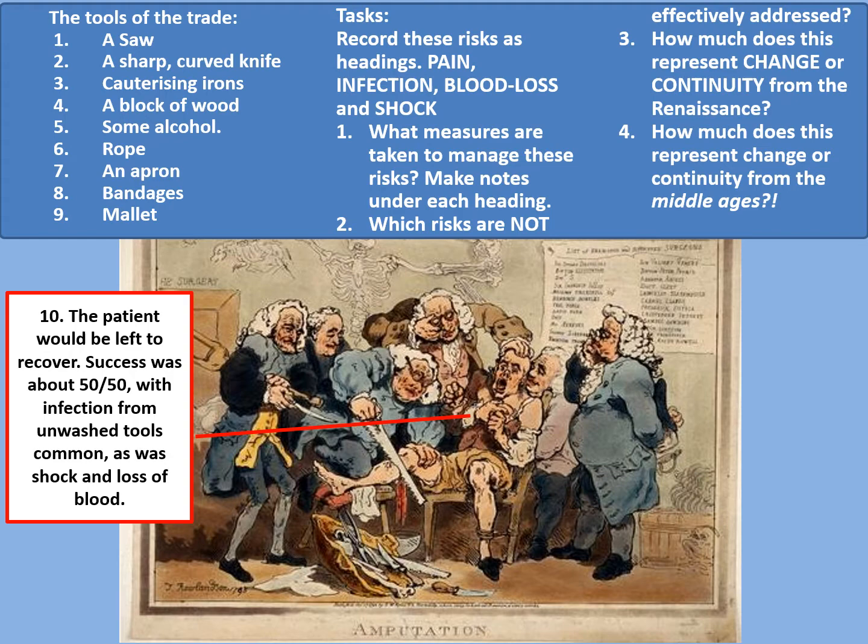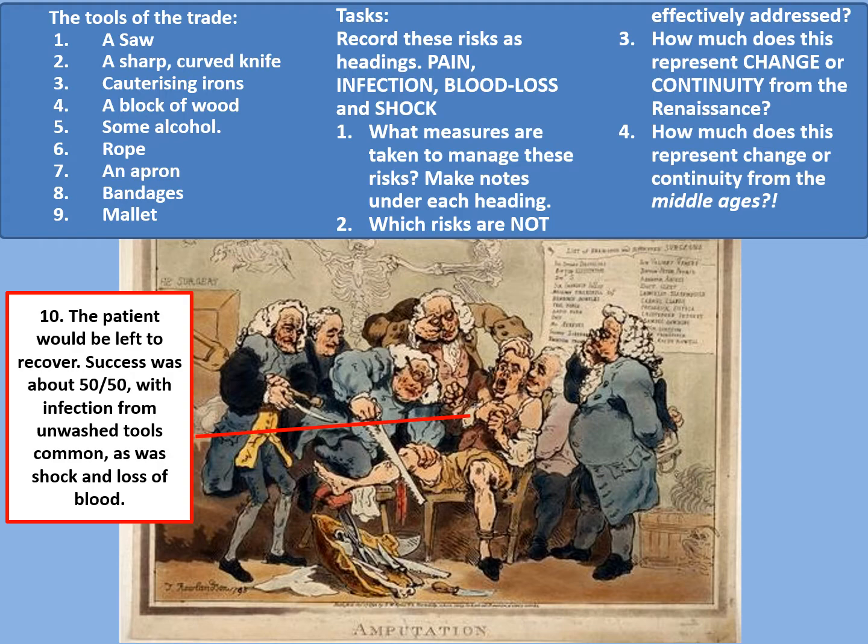So which risks are not effectively addressed? Well, pain isn't addressed because of the lack of anaesthetics. Infection definitely isn't addressed. Blood loss and shock are perhaps partially addressed, but not necessarily effectively. So does this represent any change or continuity from the Renaissance? Well, it's almost entirely continuity.